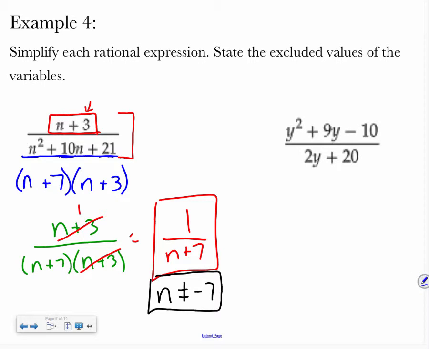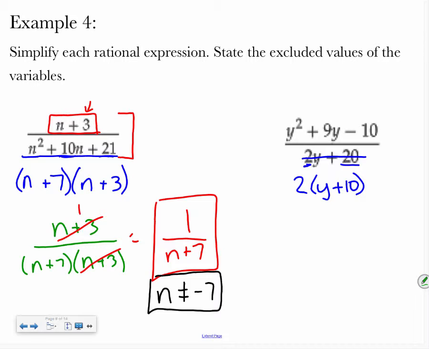Okay, so now let's look at our y squared plus 9y minus 10 over 2y plus 20. When I look at these, I see the top where I know I want to factor, and then I see the bottom, where it's a number times a variable plus a number. And I see that the two numbers have something in common, so I know I need to pull something out there as well. So let's start there because that's an easy one to pull out. A 2 and 20, what do they have in common? They have a 2. So we can make that 2 times y plus 10. Okay, so this is now our denominator.